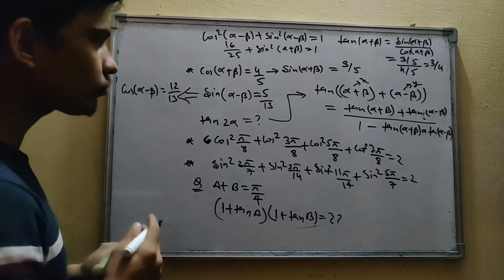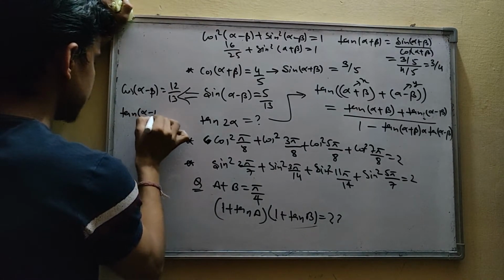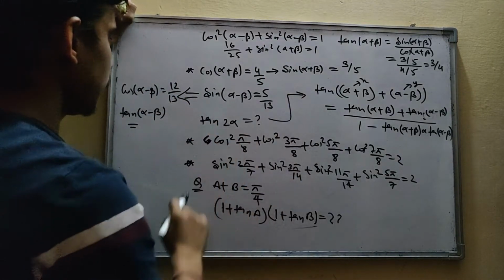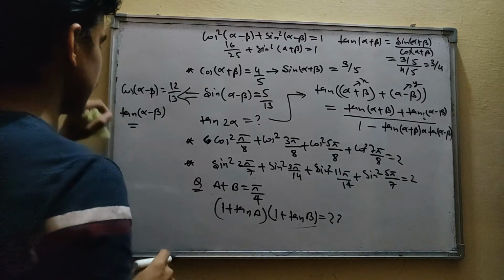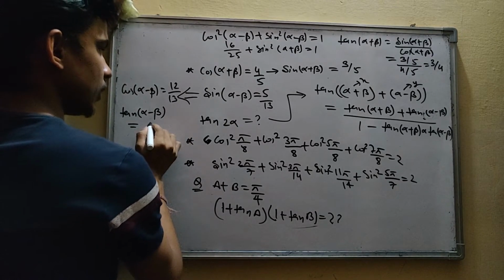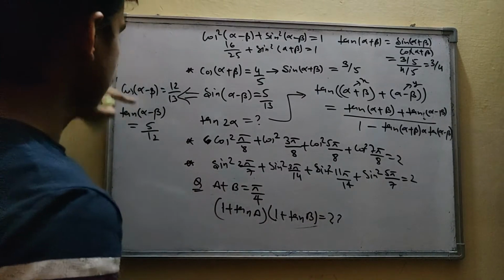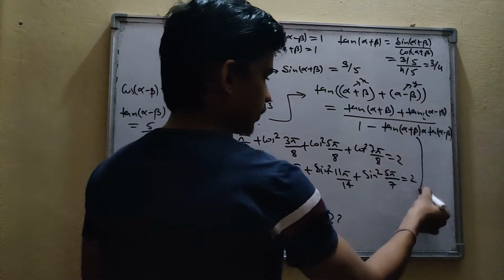Now we are interested to find tan(alpha - beta). You know that if you substitute the value of sin(alpha - beta) and cos(alpha - beta), you are going to get tan(alpha - beta). So what is tan(alpha - beta)? Tan(alpha - beta) is going to be 5 by 12, right? And now substitute all these values over here. So I'm just doing it over here.